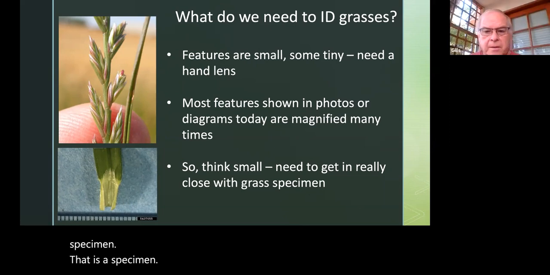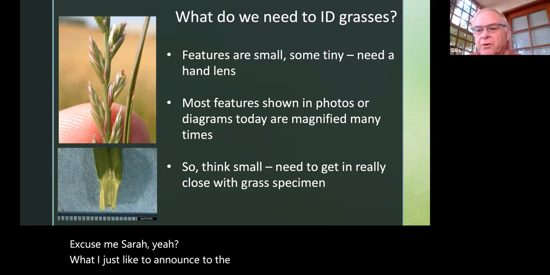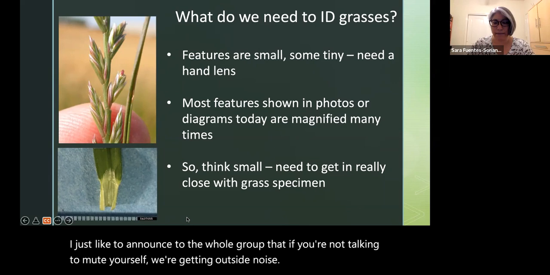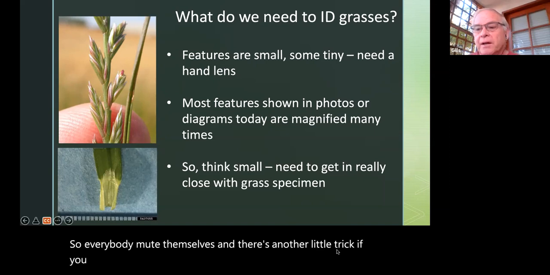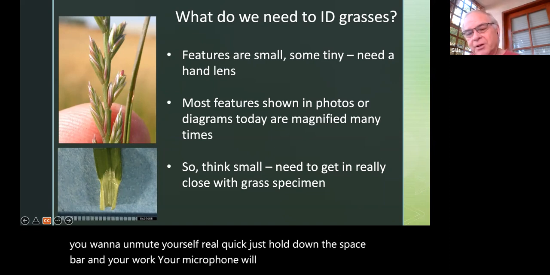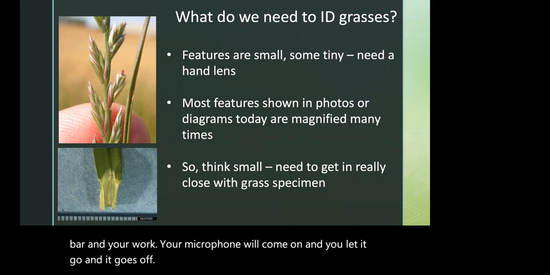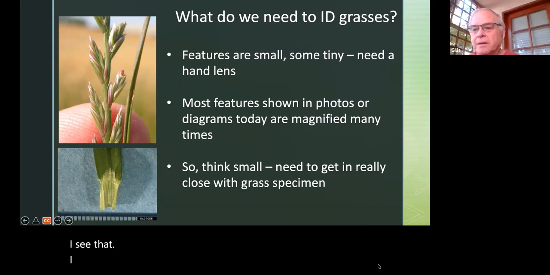Excuse me, Sara. They may be able to hear you. I'd just like to announce to the whole group that if you're not talking, to mute yourself. We're getting outside noise. All right. So everybody mute themselves. And there's another little trick. If you want to unmute yourself real quick, just hold down the space bar and your microphone will come on, and you let it go and it goes off. Yeah, I see that. Okay, Sara. Mute now. Yeah, all right.